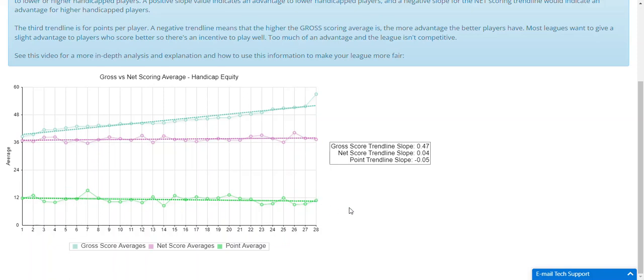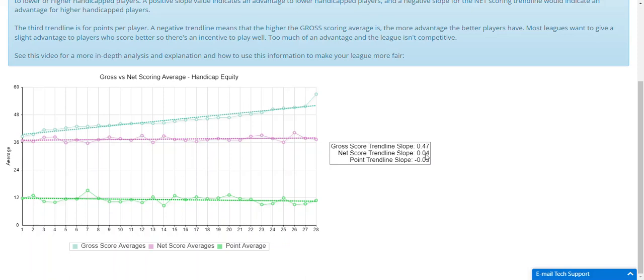And in my league, we play two-person team league where it's A versus A, B versus B, match play, and then we have some points set up for net score, individual and team totals. So what this shows is that as gross averages goes up, net averages go up, and we know that because the trend line has a positive slope to it.